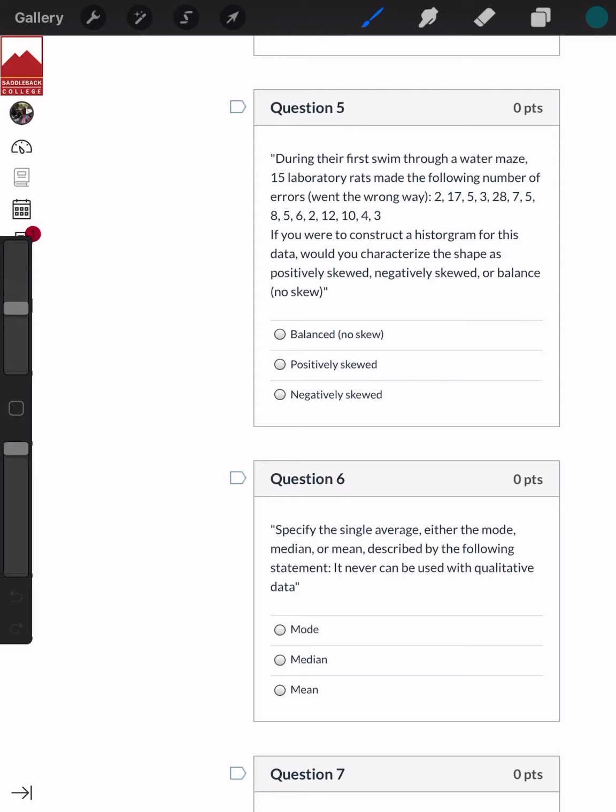And see if we can figure out how to determine if the data are positively skewed, negatively skewed, or have no skew. The first thing you want to do is identify where most of the data are and then where the rogue number is. So looking at the data, I can see there's a lot that are clustered around the lower end, like there's a 2, a 5, a 3, an 8, a 5, a 6, and a 4, and a 3.